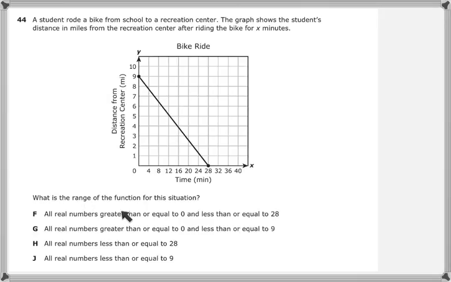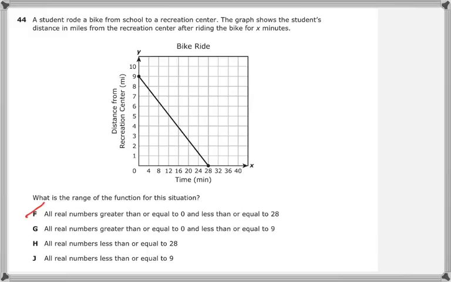So let's read answer choice F. All real numbers greater than or equal to 0 and less than or equal to 28. That would be true for our domain. Domain's the x values, or the time values, which would go between 0 and 28. So we can go ahead and mark that out, because we're talking about range here, not domain. So go ahead and mark out answer choice F.